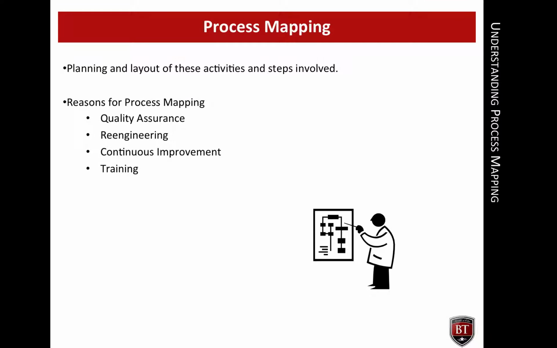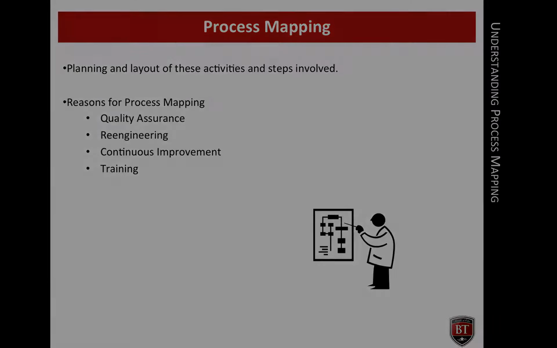There are several reasons that process mapping may occur. There are A. Quality assurance, B. Re-engineering of a product, C. Continuous improvement, or D. As a training tool.